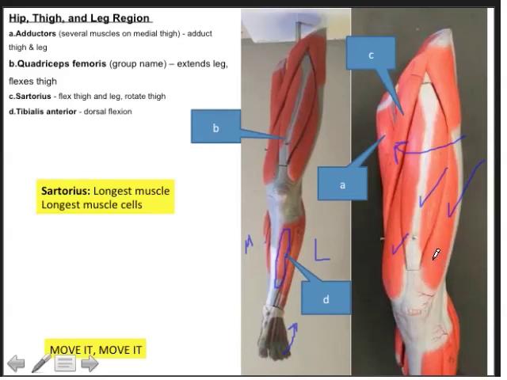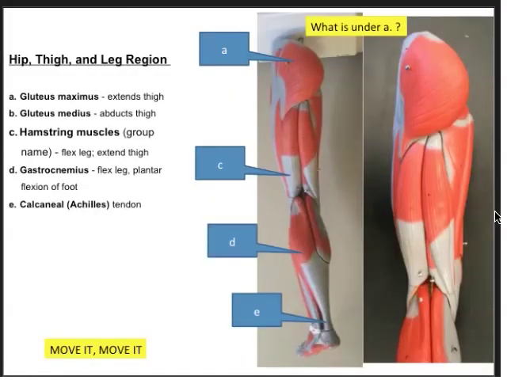And what do they do? Again, they make it possible for you to kick. Those are your kickers. Now, if we look on the back side of the leg, we see a different group of muscles here.